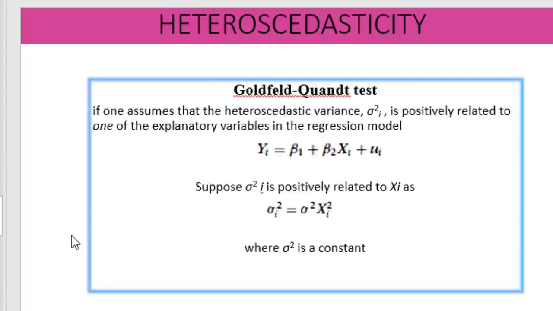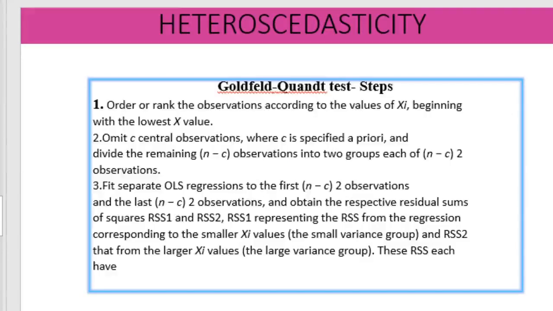The next important test is the Goldfeld-Quandt test. According to them, if one assumes the heteroscedastic variance sigma i square is positively related to one of the explanatory variables in the regression model, that is yi equal to beta 1 plus beta 2 xi plus ui. Suppose sigma i square is positively related to xi, that is sigma i square equal to sigma square into xi square, where sigma square is a constant.